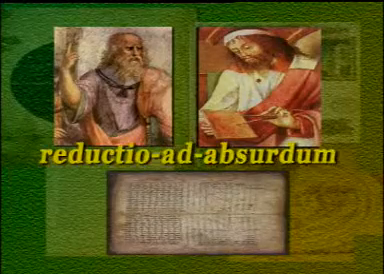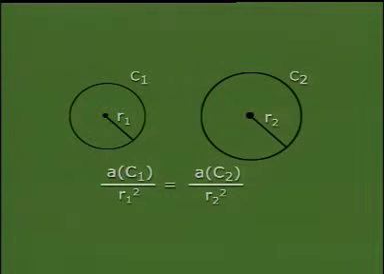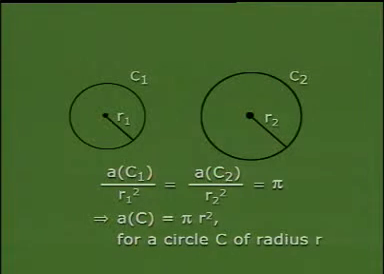From this result, the Greeks concluded by a double reductio ad absurdum argument that if C1 and C2 are two circles with radii r1 and r2 respectively, then the area of circle C1 divided by r1 square is the same as the area of C2 divided by r2 square. So, if we write pi for the common value of these two ratios, then we obtain pi r square, the familiar formula for the area of a circle of radius r.